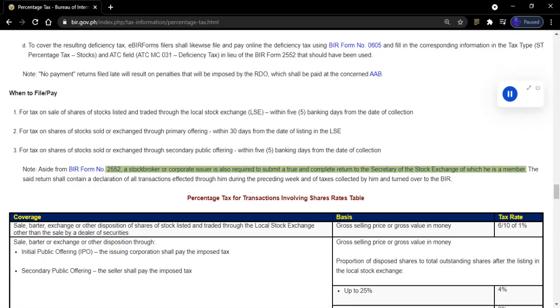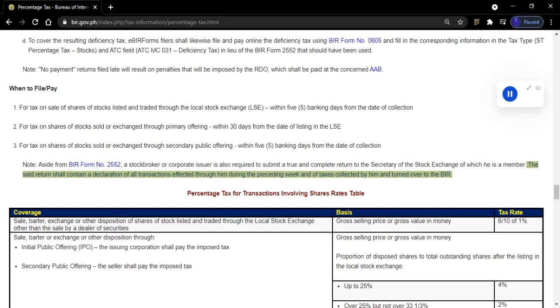2552, a stockbroker or corporate issuer is also required to submit a true and complete return to the Secretary of the stock exchange of which he is a member. The said return shall contain a declaration of all transactions effected through him during the preceding week and of taxes collected by him and turned over to the BIR.